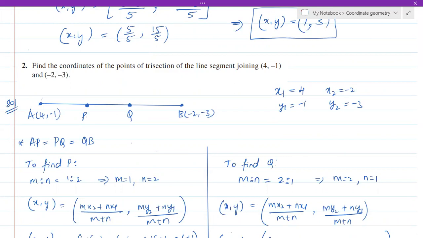So if you observe, since it is trisected, at the point P, on the left side of P there is only one equal part. Right side of P, you have got 2 equal parts, isn't it? So therefore, you can say that P is dividing the line segment in the ratio 1:2. Similarly, for Q, on the left side it is 2 equal parts. Right side is 1 equal part. Therefore, you can say it is dividing in the ratio 2:1. So you got the value of x1, y1, x2, y2, and m and n. So easily you can use the formula and you can find the answer.